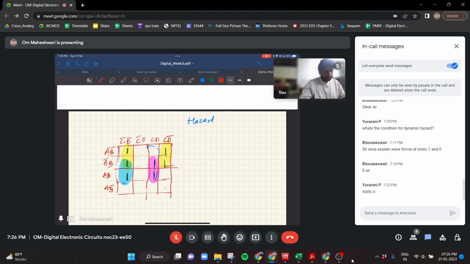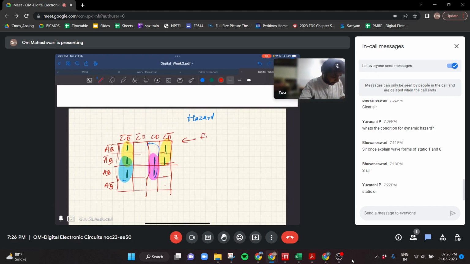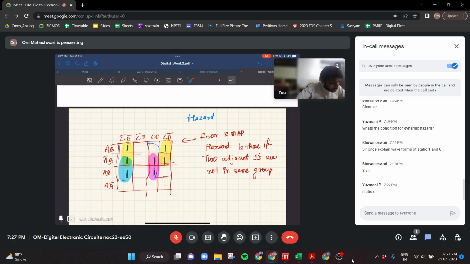But how do we look at a K-map and tell that a hazard occurs? From the K-map, a hazard is there if two adjacent groups are not in the same group. What does this mean? This one and this one are adjacent, right? They are right next to each other, but they are not in the same group. So there will be a hazard here. And which kind of hazard? D plus D bar hazard. It will be a static hazard for D and D bar.